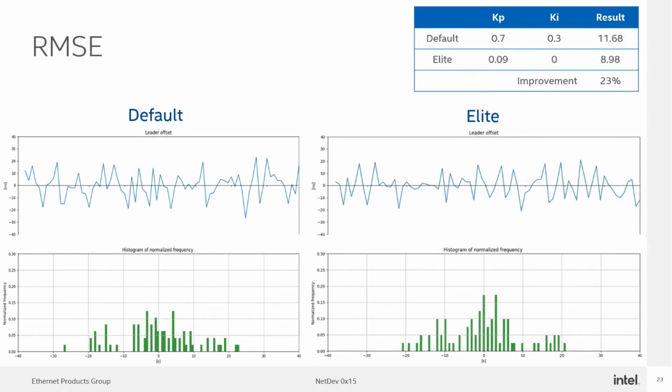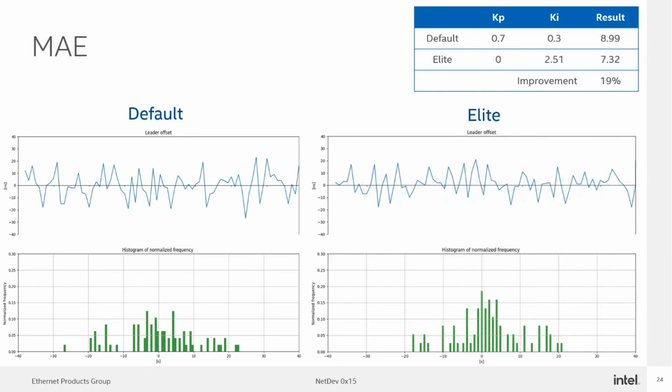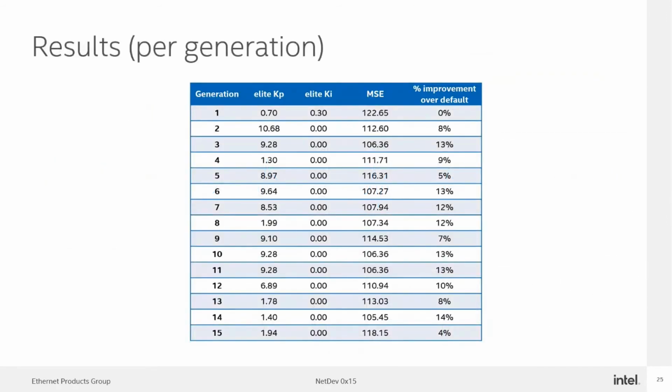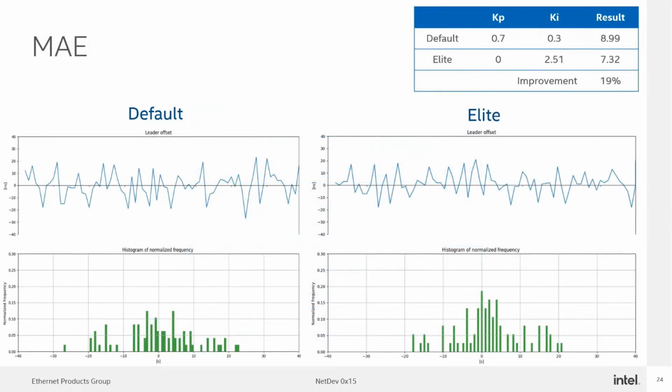Similar graphs were created for each metric. In the case of RMSE, the fluctuation is also smaller than in the case of default values, and the improvement here is 23%. Here we have a graph dedicated to MIAE. All of them show that the frequency has been adjusted. Considering that the quality of systems based on PID controllers depends, among others, on PID controller settings, the genetic algorithm turned out to be an effective automated methodology of tuning PI.